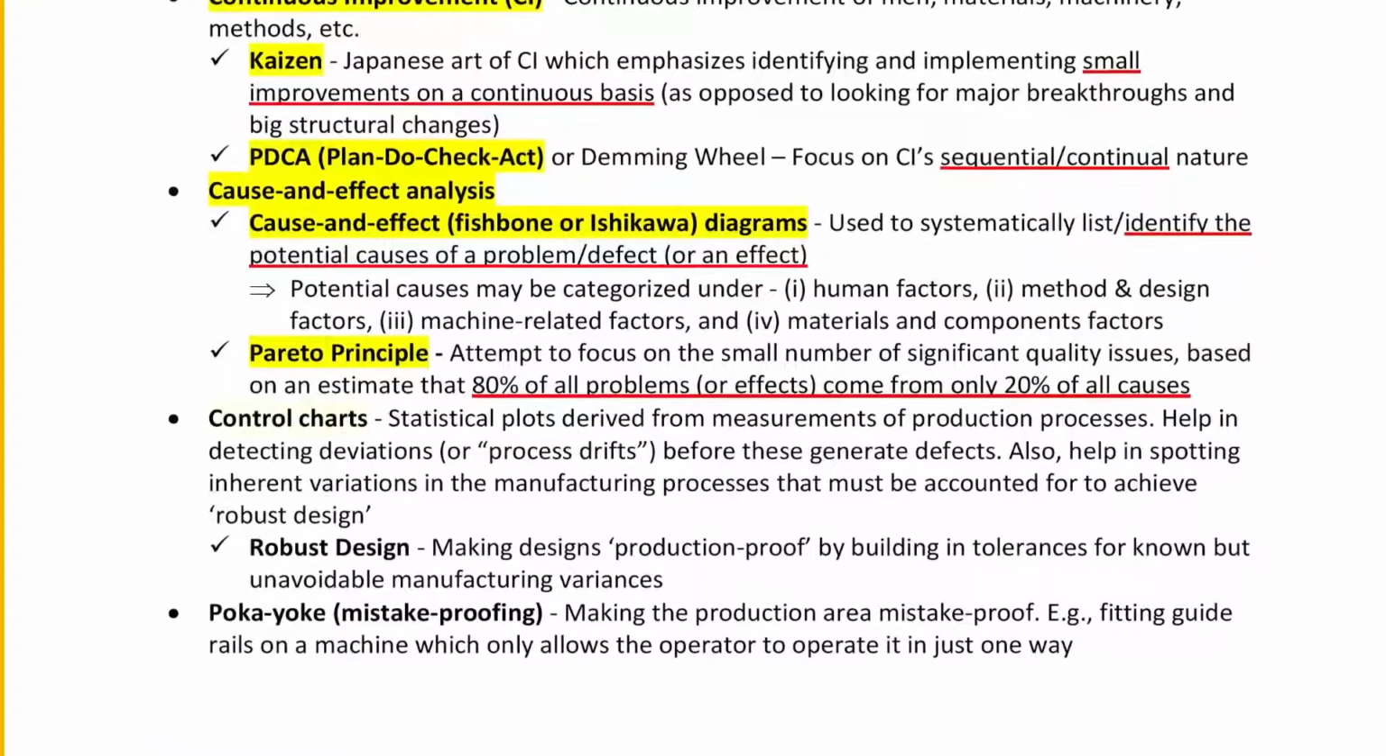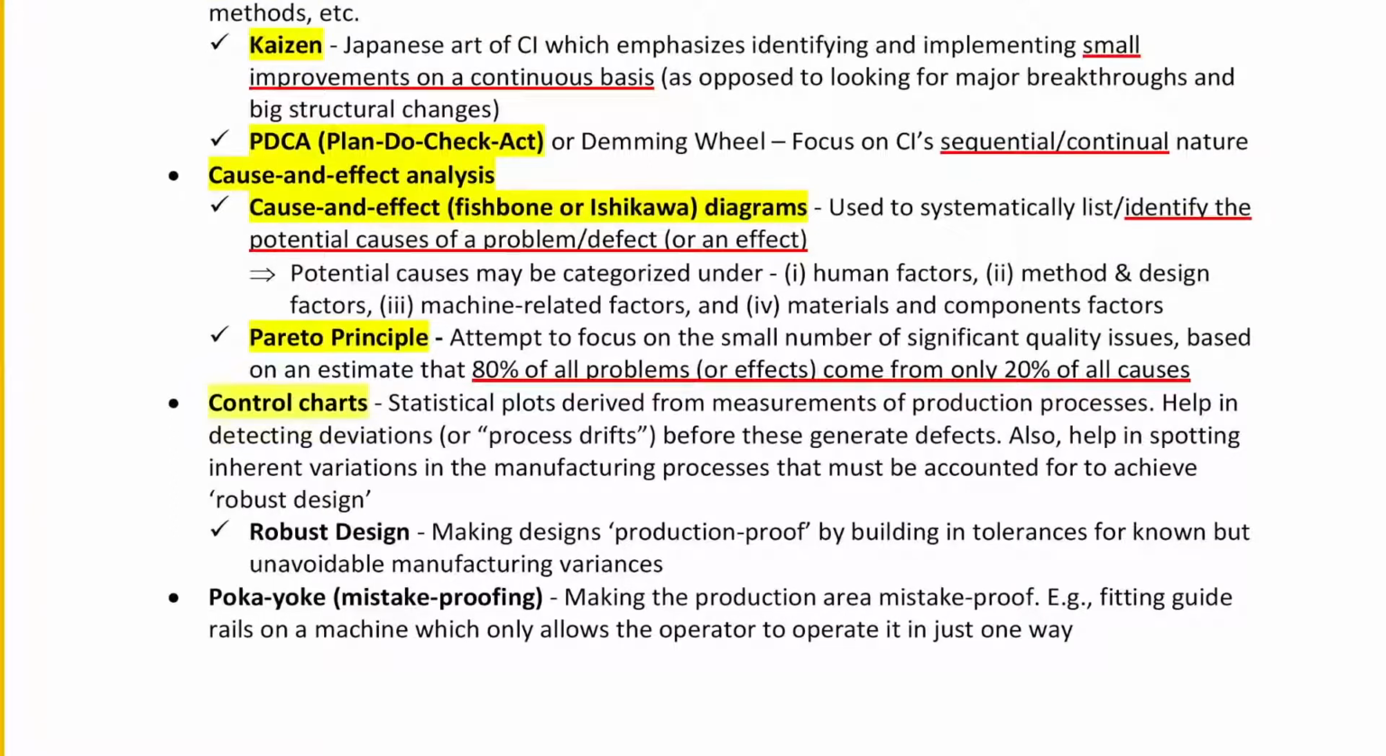Highlight control charts, and these help in detecting deviations or process drifts. Highlight Poka-yoke or mistake proofing, and underline making the production area mistake proof. For example, fitting guide rails on a machine which only allows the operator to operate it just one way, the way it is supposed to be operated.